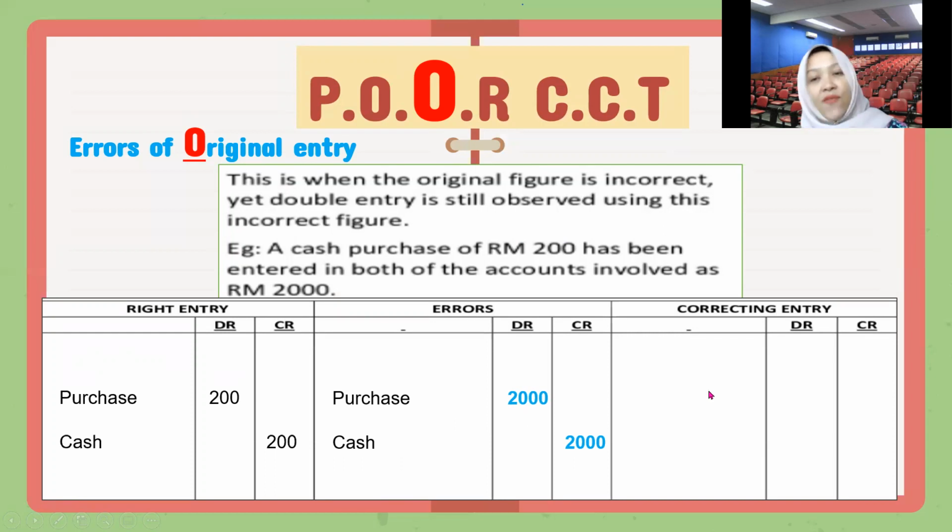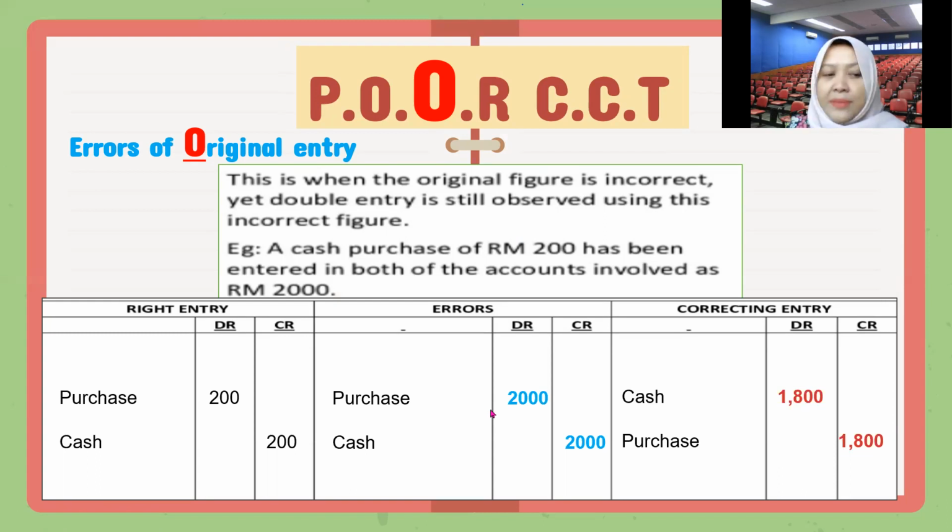So how to rectify that error is, you have to reduce this amount. How to reduce? This is on the debit side, so you put it on the credit side. How much should you reduce? How much should you subtract from the original? You have to minus 1,800.